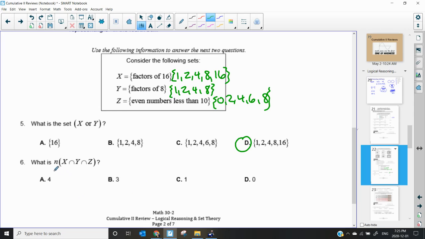For the second question, we're asked how many elements are in X and Y and Z? Well, if we look at what's in common in all three, we have 2's that are in common, we have 4's that are in common, and we have 8's that are in common. So the number of elements in X and Y and Z would be 3.